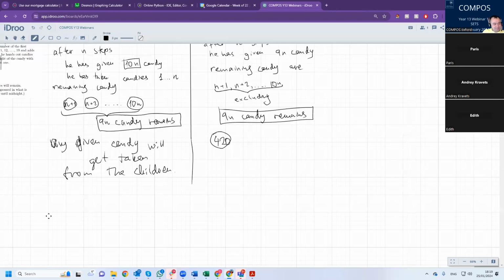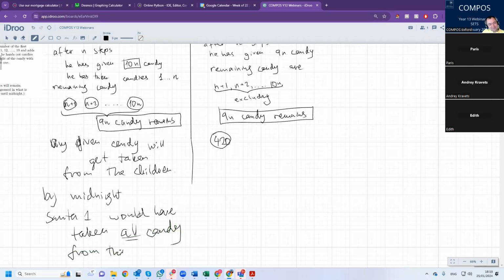So by midnight, Santa 1 would have taken all candy from the children. Whereas candy 42 becomes candy 420. Candy 420 becomes candy 4200. Candy 4200 becomes 42,000. Doesn't get taken away. No candy.